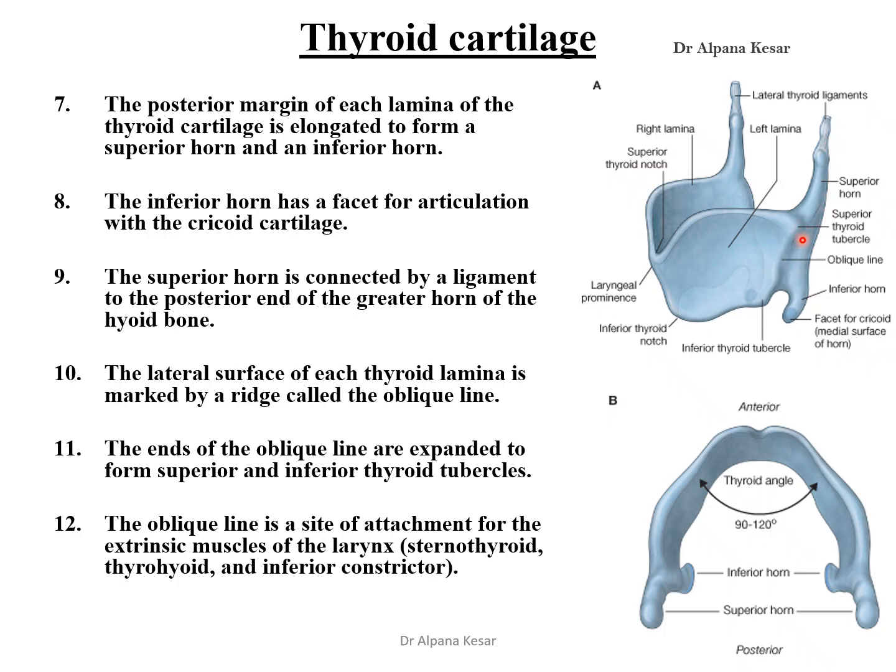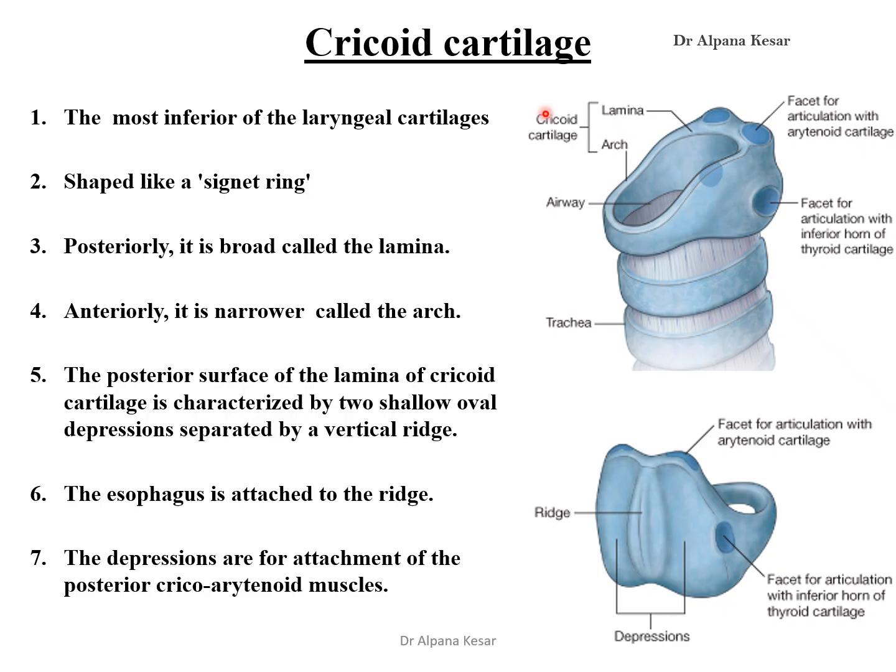The lateral surface of thyroid laminae is marked by a ridge called the oblique line. The ends of the oblique line are expanded to form the superior and the inferior thyroid tubercles. The oblique line is the site of attachment of the extrinsic muscles of the larynx, namely sternothyroid, thyrohyoid, and inferior constrictor. Cricoid cartilage. Cricoid cartilage is the most inferior laryngeal cartilage, which is shaped like a signet ring.